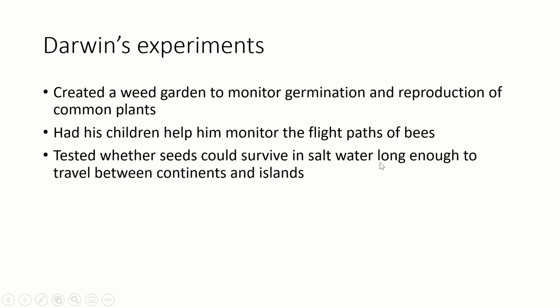He spent 20 years altogether doing experiments to understand the natural world and to test his hypotheses. He created a weed garden to understand how long it took for different plants to germinate and how different plants reproduced. He had his children help him monitor the flight paths of bees. They would go out in the garden and he would see a bee and he would say, okay, here comes the bee. And then the child would say, oh, here's the bee. It was a game they played.